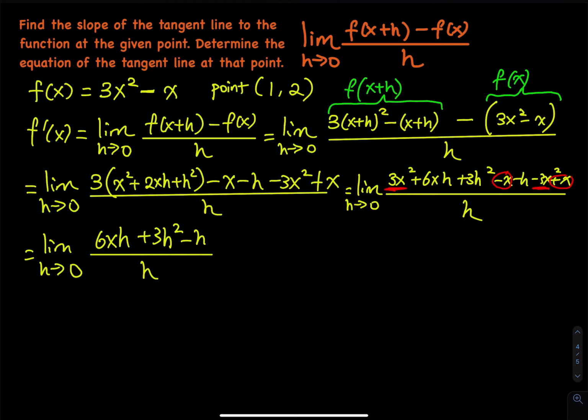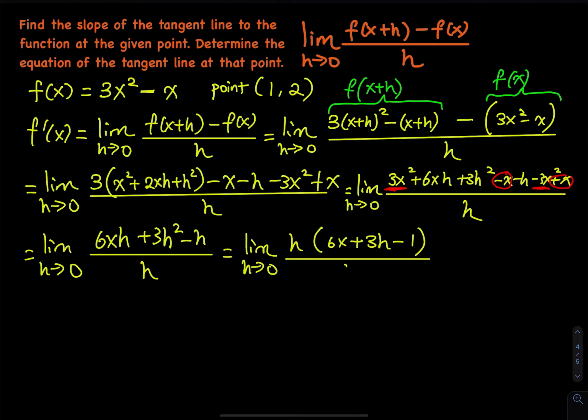So take a look at the top. What do they share in common? They share h in common. That means now we can factor out the h. Limit as h approaches 0, you factor out the h, and then you have 6x plus 3h and then minus 1, divided by h. Almost missed it. And then you can get rid of the h, right? This h, get rid of this h.